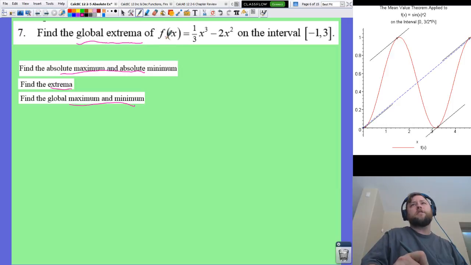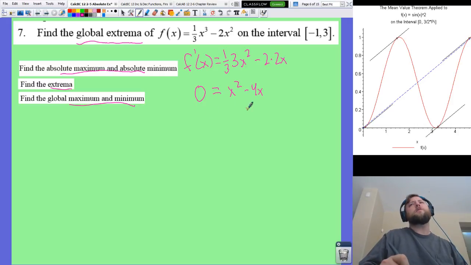So the first thing you have to do is check and find all your critical numbers. So I'm going to differentiate that function. Your f prime of x is going to be, the 3's are going to cancel, 1/3 times 3x squared minus 2 times 2x, and canceling the 3's, x squared minus 4x.